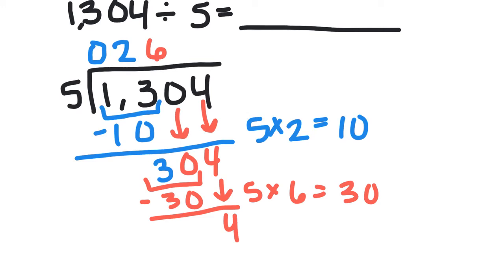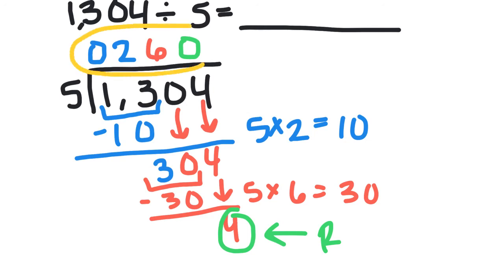And then I have to do the same thing. I need to ask myself, how many times does 5 fit into 4? Well, 5 does not fit into 4, so I would mark it with a 0. I have nowhere else to go. I've used all my digits, so that is my remainder. And then if I look up at the top of my division, here's my answer, here's my remainder.